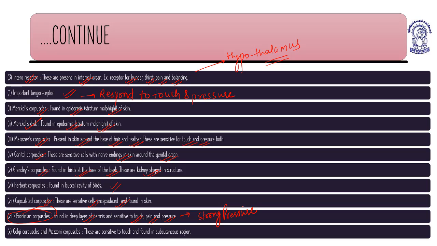Pain and touch. So for humans, Merkel's corpuscles and Merkel's disc are found in the epidermis, stratum malpighi of skin. Meissner's corpuscles are present in skin around the base of hair and feather. They are sensitive for touch and pressure both. Then Pacinian corpuscles are found in the deep layer of dermis and are sensitive to touch, pain and pressure.